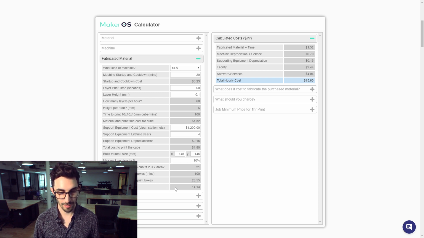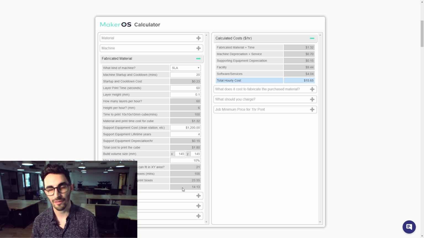And then grams printed per hour, since we're reversing that with 60 minutes, we get to say that the amount of material per hour is 14.13 grams per hour, and match that with the layer height of 0.1 millimeter and how many layers per hour, 60. So that kind of gives you an approximation of how much material you can print within an hour and how long it'll take to print within an hour.